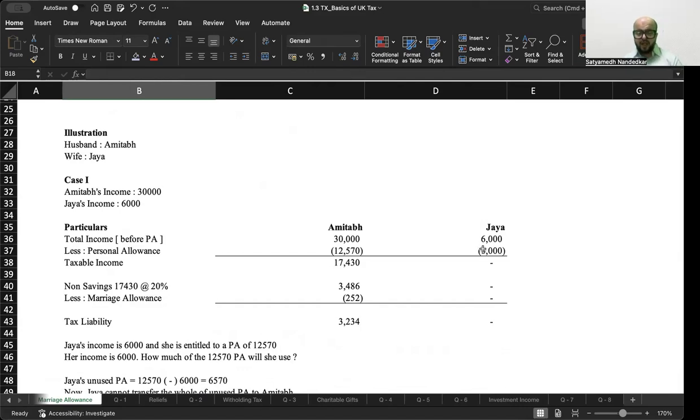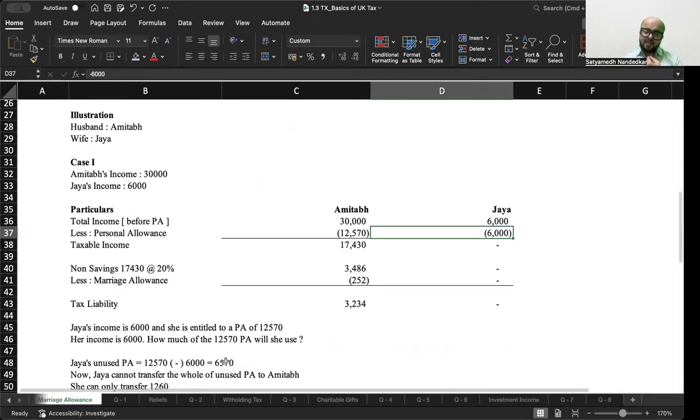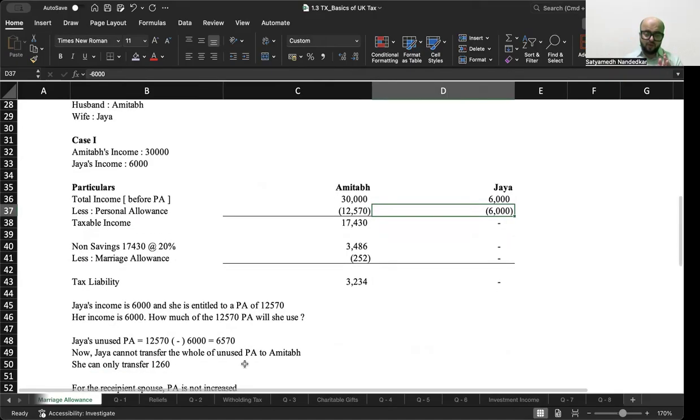Jaya's income is £6,000 and Amitabh's income is £30,000. Now, Jaya as an individual is entitled to a personal allowance of 12,570. But what is her total income? Her total income is 6,000. So, she is entitled to a 12,570 personal allowance, out of which she claims a personal allowance of 6,000 here. And that means out of 12,570, 6,000 is used. That means 6,570 is still unused.